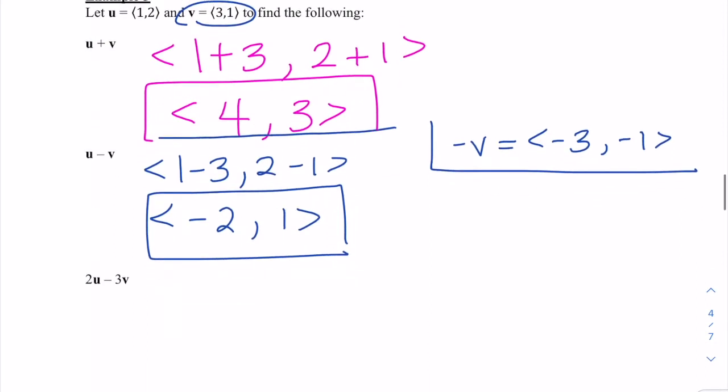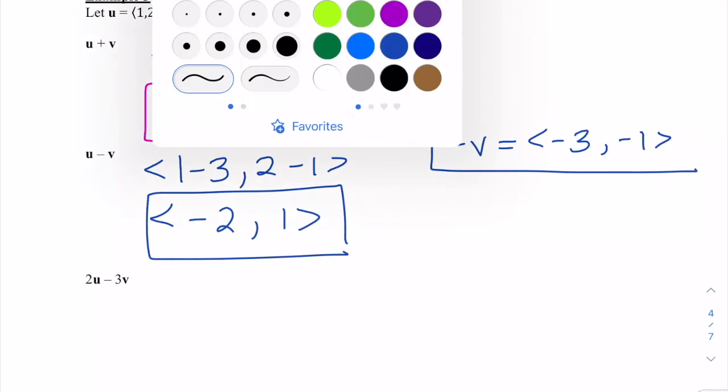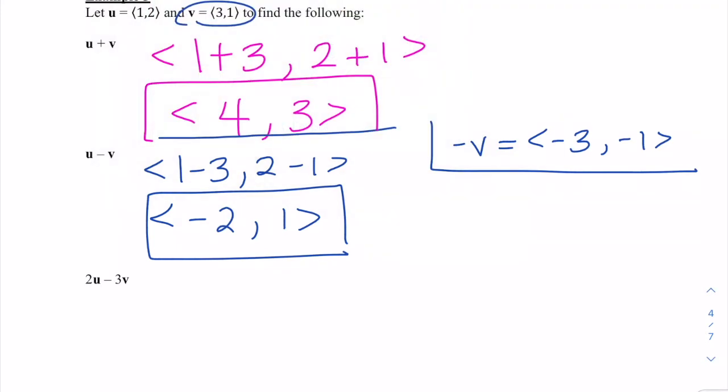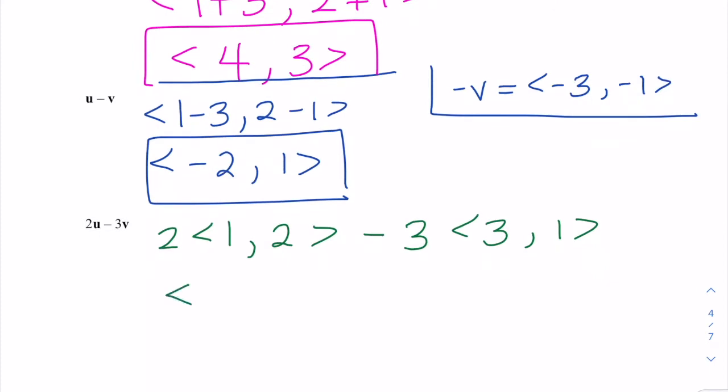All right, for the last one, 2u minus 3v. Now I'm going to just write this out using distribution, so we can see it. So it's 2 times the vector u, which is 1, 2, and then minus 3 times 3, 1. All right, so I'm just going to distribute. If we double this, it's going to be 2, 4. And then I'm just going to make this a plus, negative 9, negative 3.